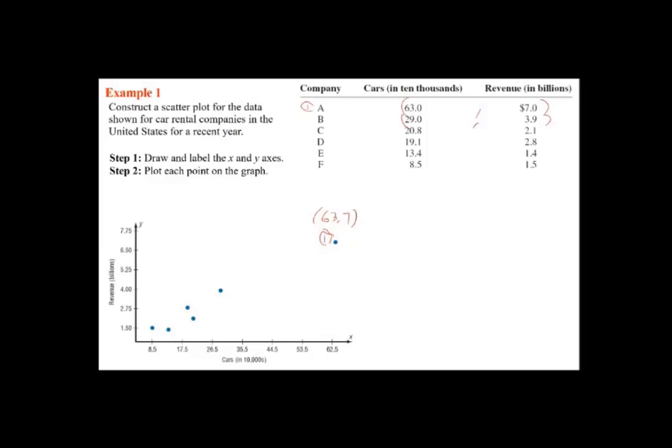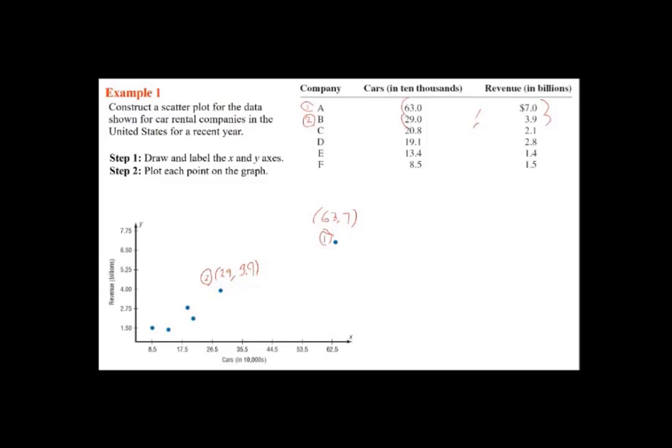I hope it is clear to everybody. Just as an example, if this is pair number 2, 29, comma 3.9. We can easily see the pair, and we have an idea how we come up with the rest.